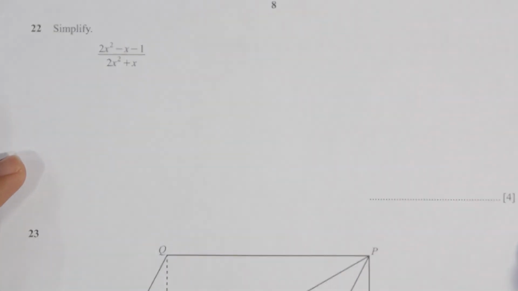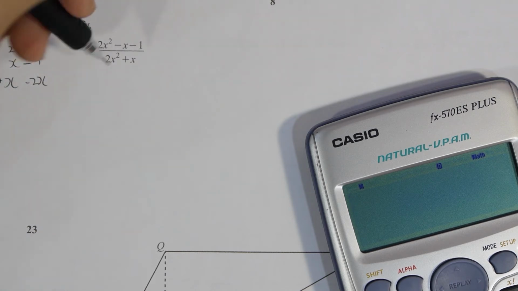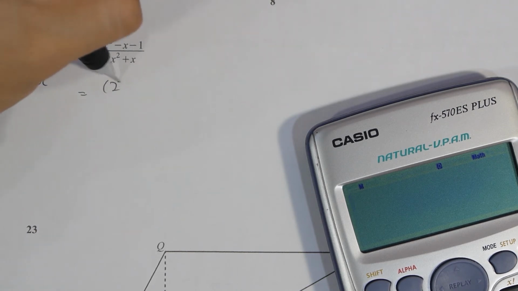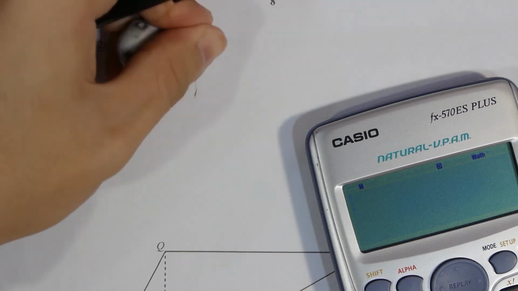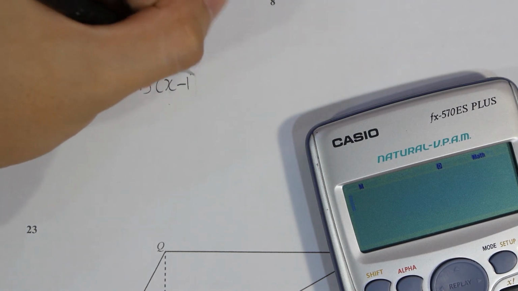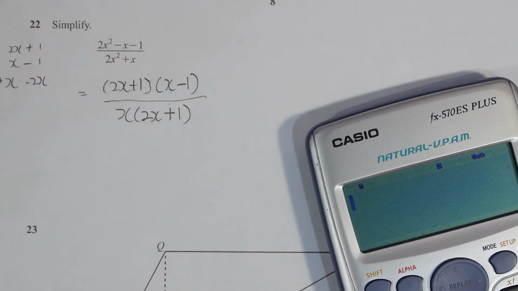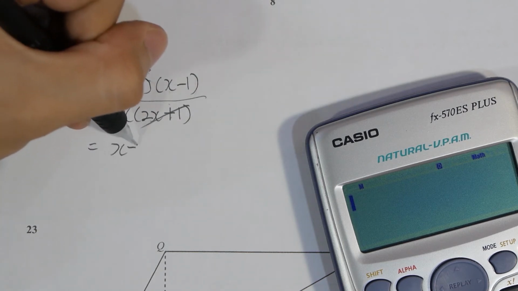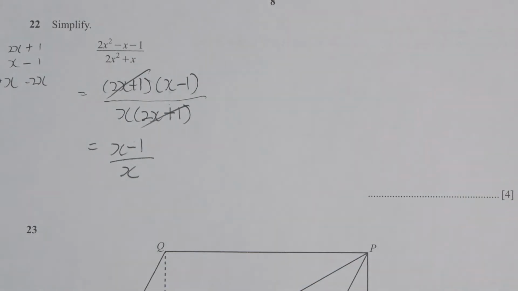For question 22, for the top part, you're required to simplify it by doing the factorization. And for the bottom part, you're required to extract x from 2x squared and x. Your results will be 2x plus 1, x minus 1 over x bracket 2x plus 1. But after you run the calculation, you get the final results as x minus 1 over x.